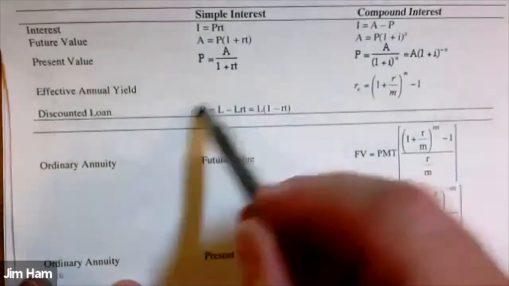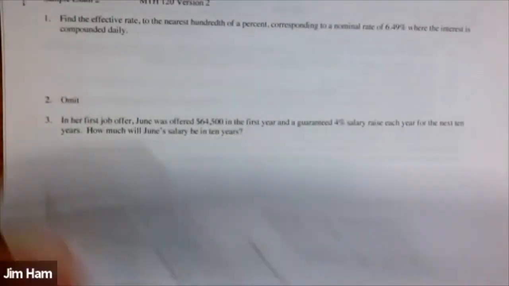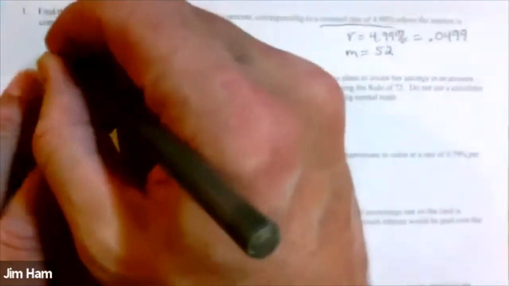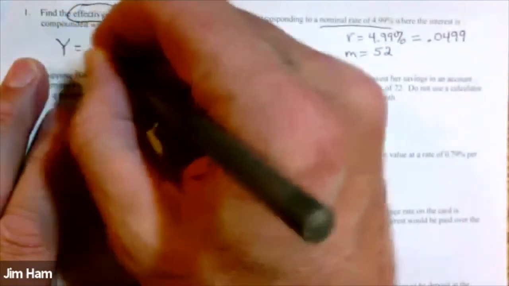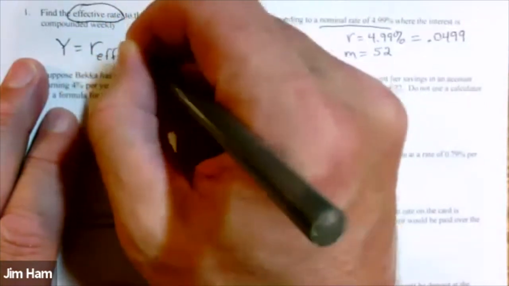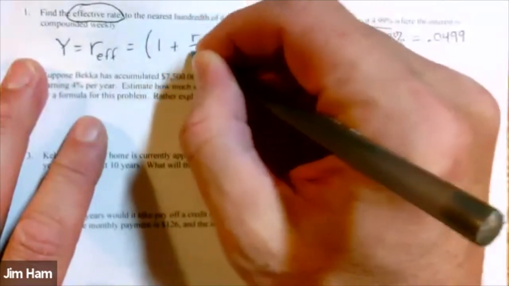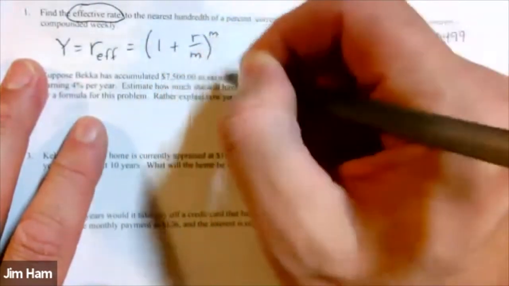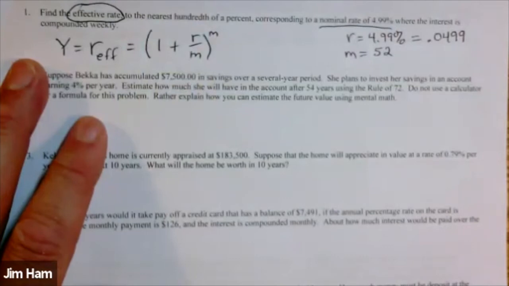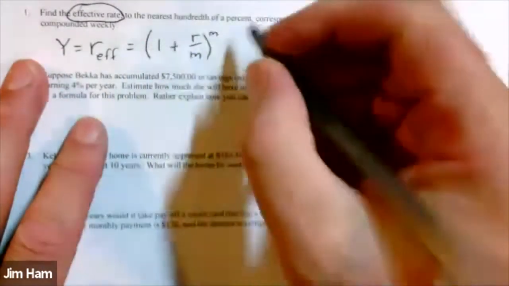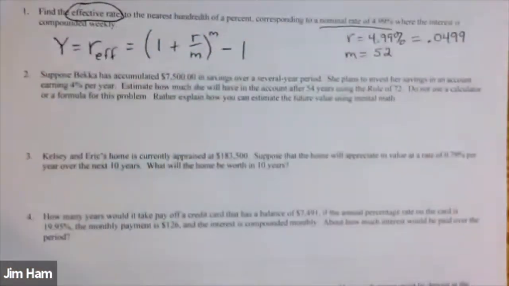One of the things we haven't done, I don't think I put on there, is the discounted loan. So that formula sheet I just showed you was an old one. But here's the formula. I don't know if we use Y or R effective, but the formula is we're just going to take 1 plus R divided by M to the nth power. We're assuming that T is equal to 1. That's why there's no T there, and the present value is equal to 1 as well, and then we're going to subtract 1.